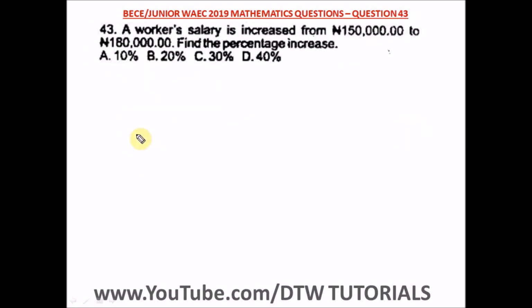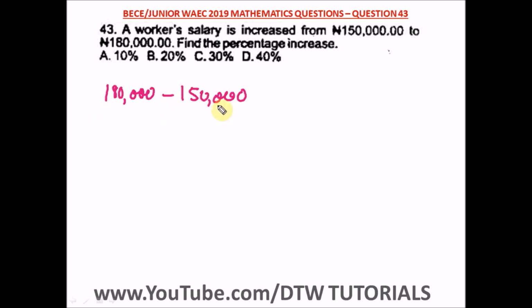Question 43 of the BECE Junior WAEC 2019 Mathematics Past Question. It says a worker's salary is increased from 150,000 to 180,000. Find the percentage increase. Okay, so first of all, let's find the amount it increased by. So it means it increased by 180,000 naira minus what? 150,000 naira. If this was a theory question, you know you have to put your naira in front, okay? But this is on OBJ, so you can just solve on your rough sheet any way you like, okay?